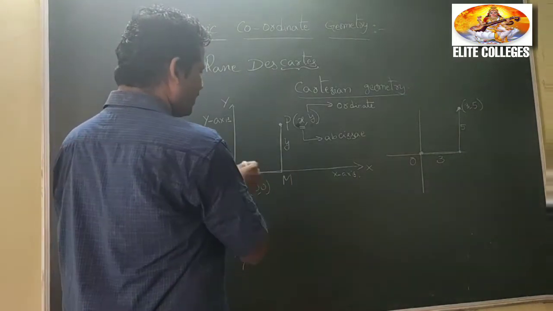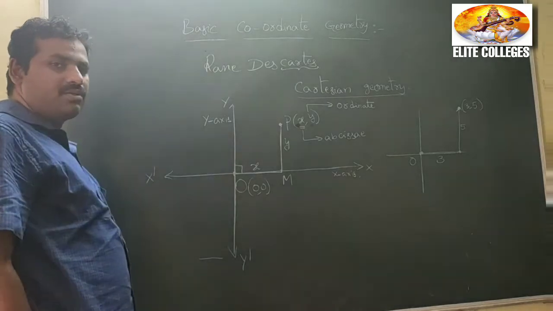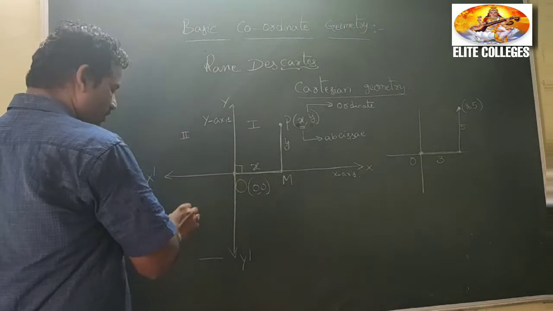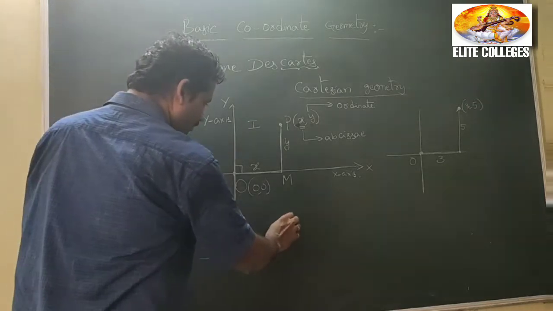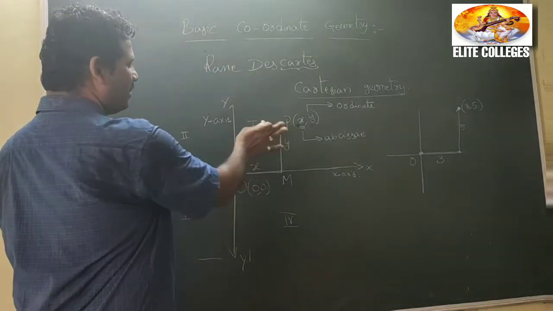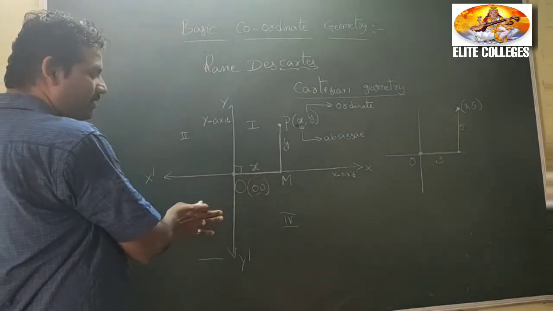Next, the x-axis and y-axis divide the plane into 4 parts. This is the first part, second part, third part, fourth part. These parts we call quadrants: first quadrant, second quadrant, third quadrant, fourth quadrant.